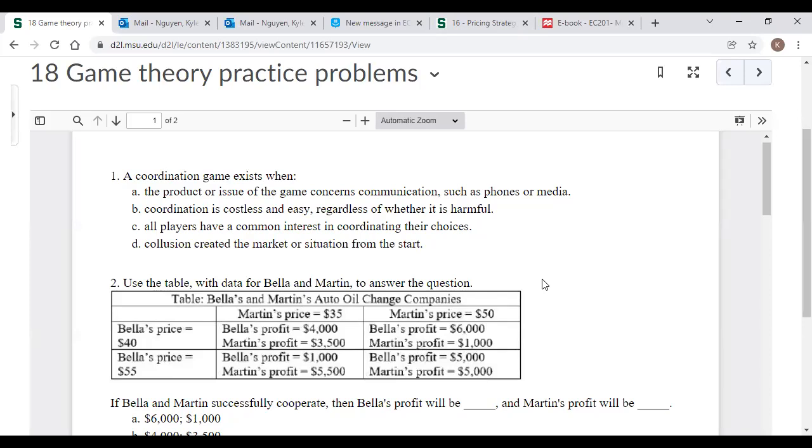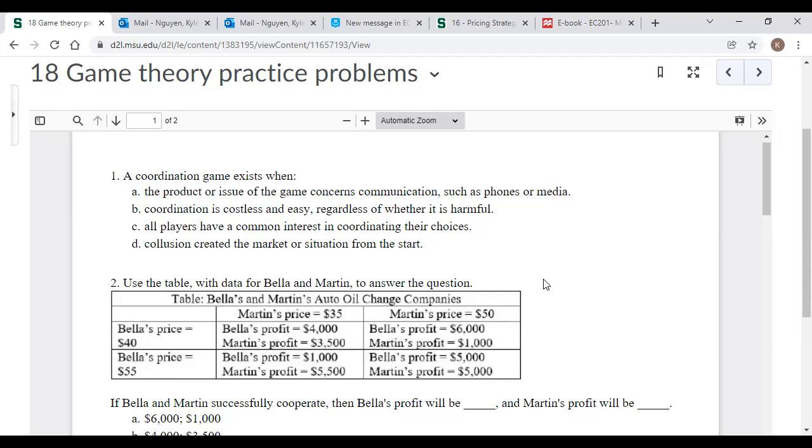C, all players have a common interest in coordinating their choices. That is actually the right answer because that's exactly what a coordination game is. It's a game where players have a common interest in coordinating their choices. And D, collusion created the market or situation from the start. I don't really know what this means. I believe it's like saying coordination created the game, so it becomes a coordination game. That also doesn't make any sense. There's plenty of ways that a coordination game can form even without prior coordination. So that's that.